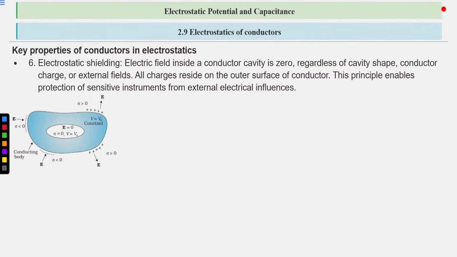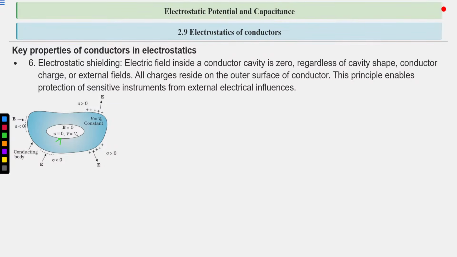Okay, this is the diagrammatic representation of a cavity. So this is the cavity. This is the charge distribution on the surface of this conductor. This is a conductor of irregular shape, and this cavity is also not of any particular shape. It can be of any shape, regular or irregular.